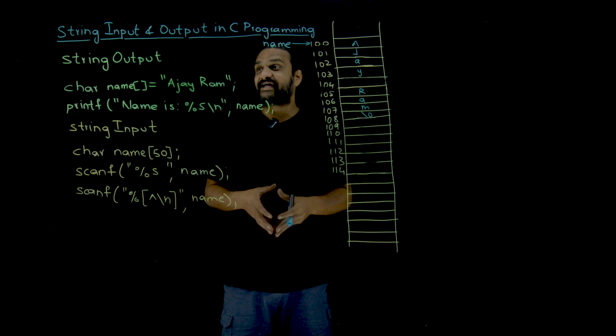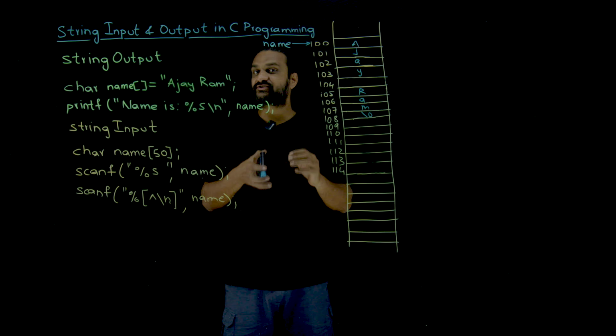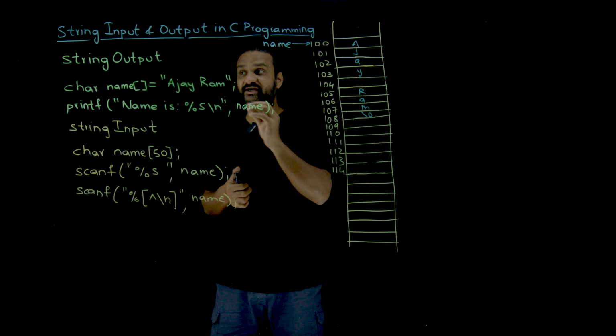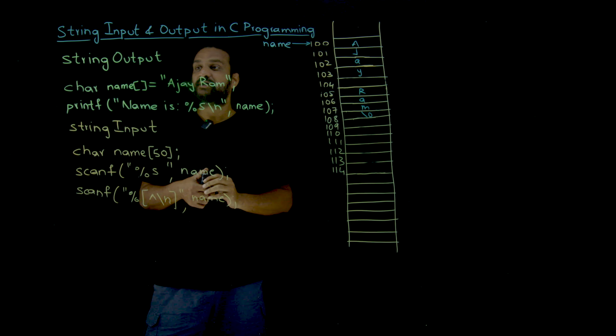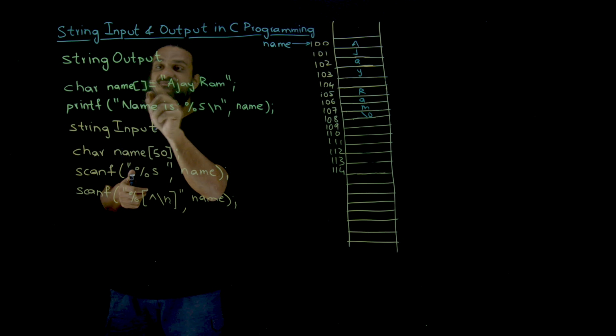In this class, we will understand string input and output in the C programming language. This concept is very simple. So let's get started with the string output concept. To understand this, I have taken these two lines of code.